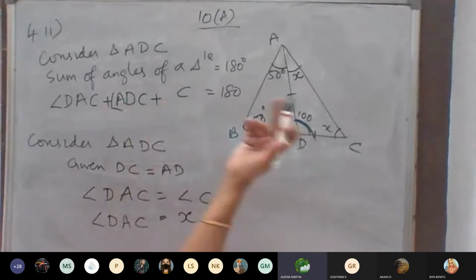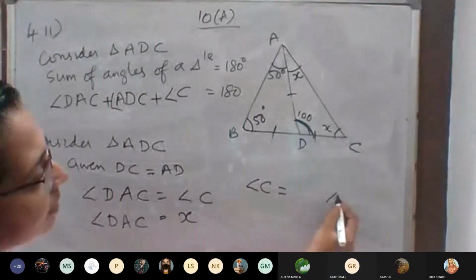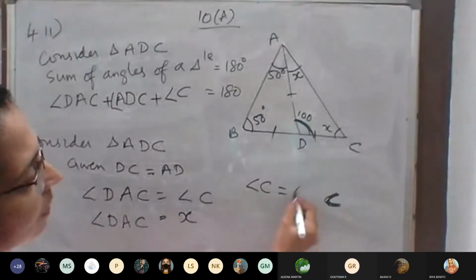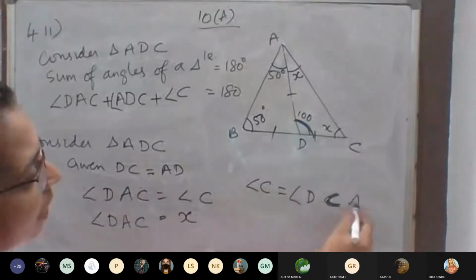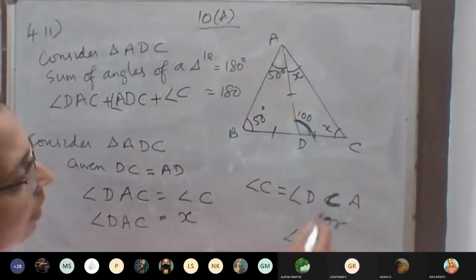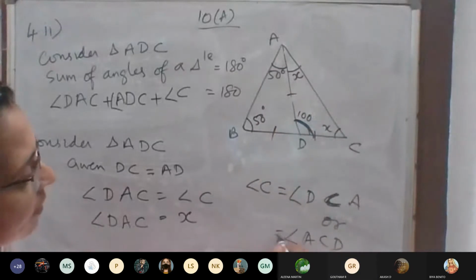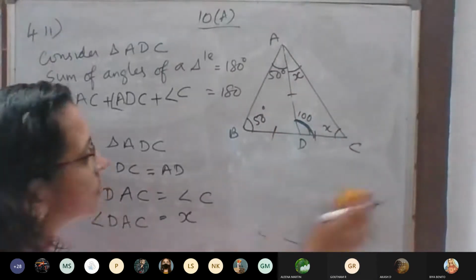Then plus angle C, that is enough. If you want, you can write angle ACD or angle DCA. Both ways you can write angle C. Okay, so C is enough.